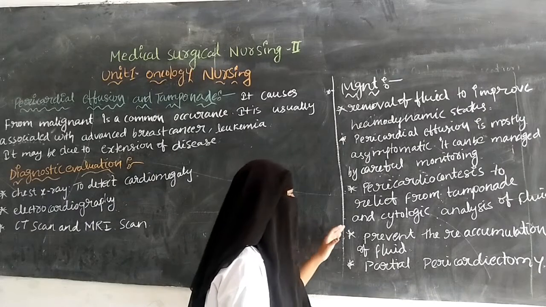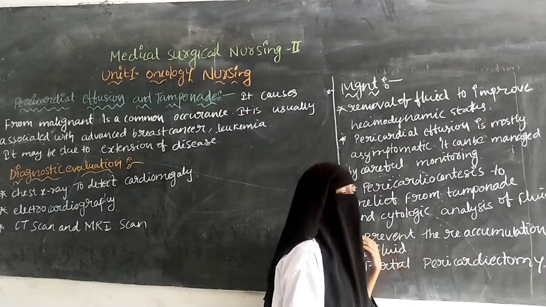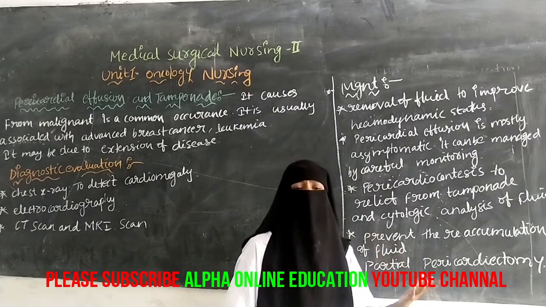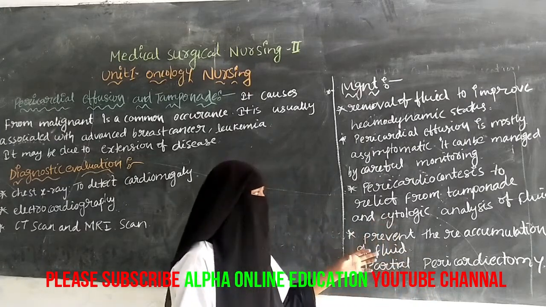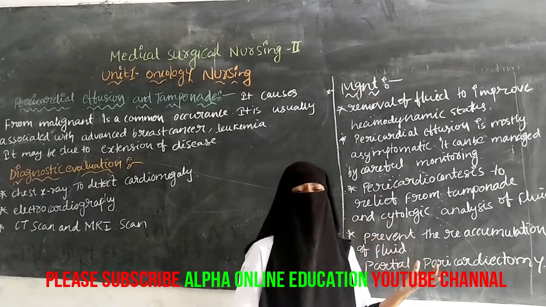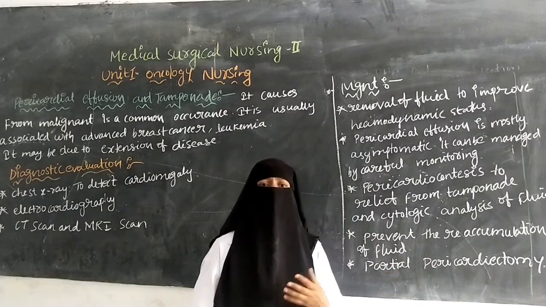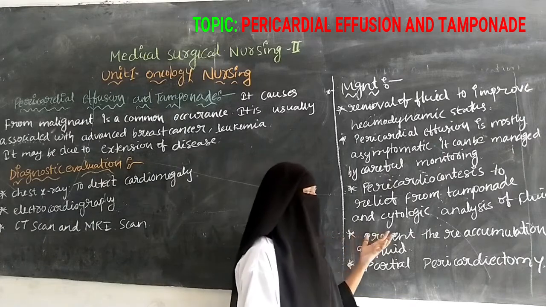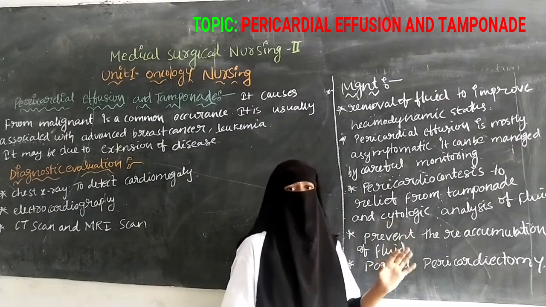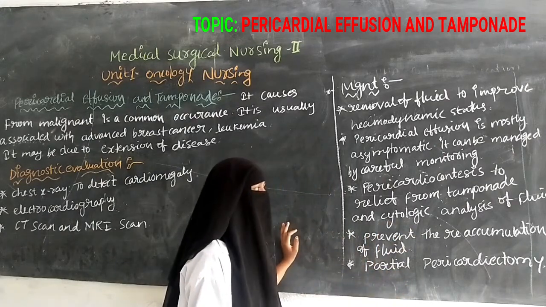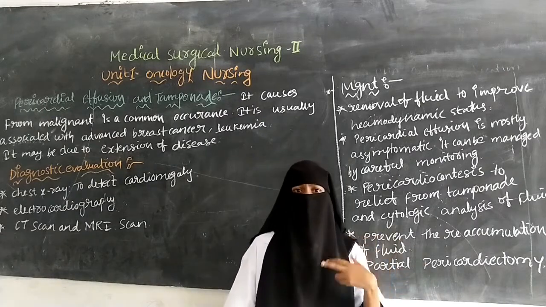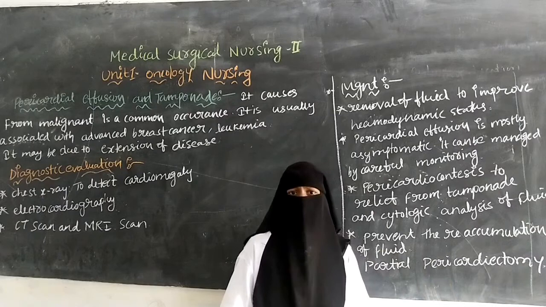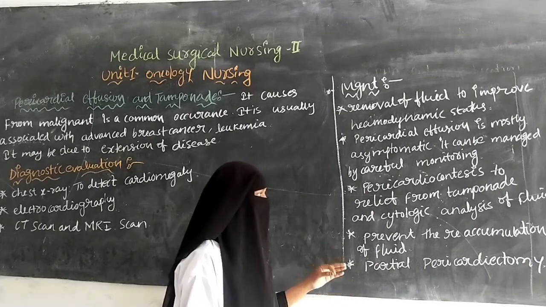Next one is cytology analysis of fluid. After removing the fluid, we can send the fluid to the lab. Cytology analysis is done to know whether the cancer has spread or not. After removing the fluid by pericardiocentesis, the fluid can be sent to the lab to know whether the cancer has spread or not.